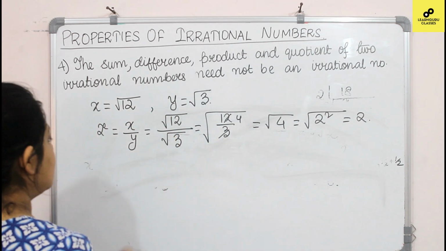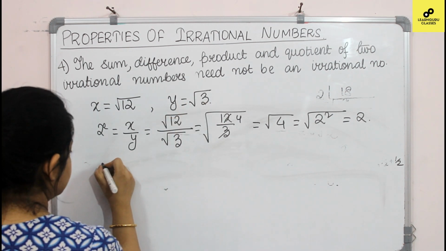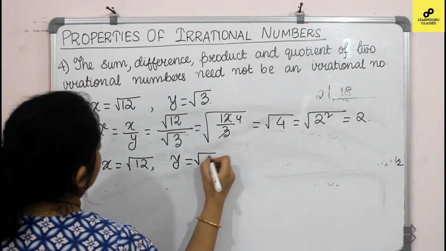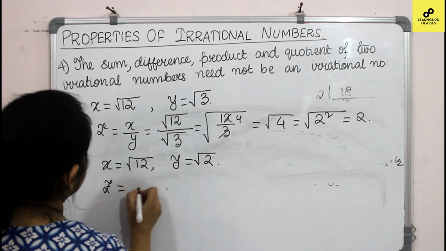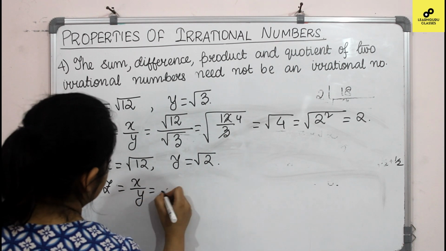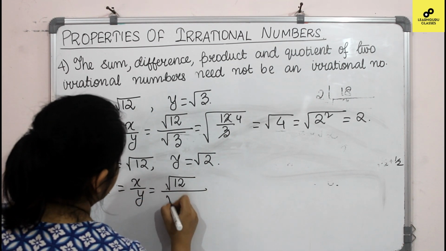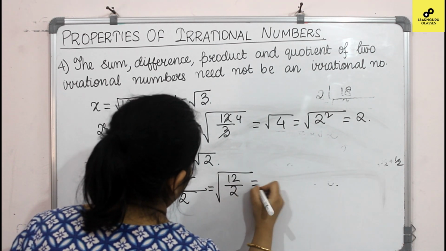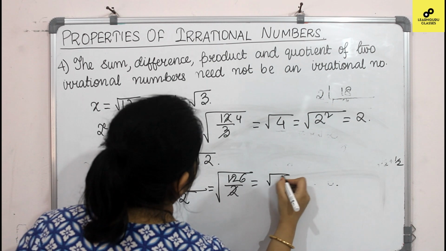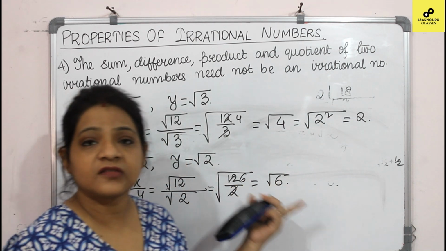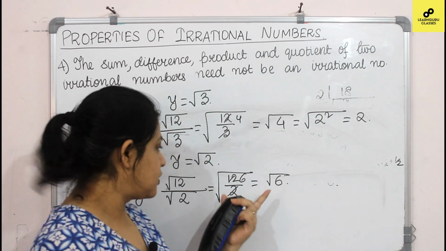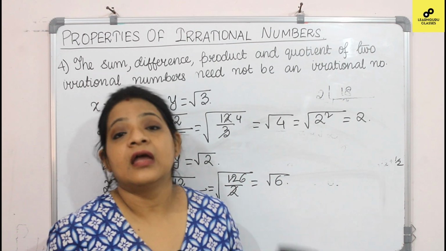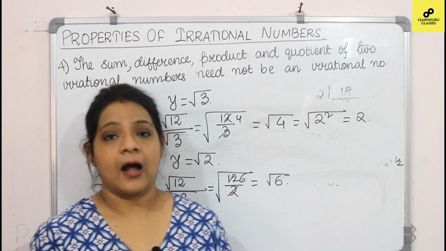But in the other case, if we just change the value of root 3 to root 2, what will be the outcome? z equal to x by y, that is root over 12 by root over 2. So that is root over 12 by 2. So you are getting root over 6. So root over 6 is neither a perfect square nor a perfect cube, because it is a square root, not a cube root.